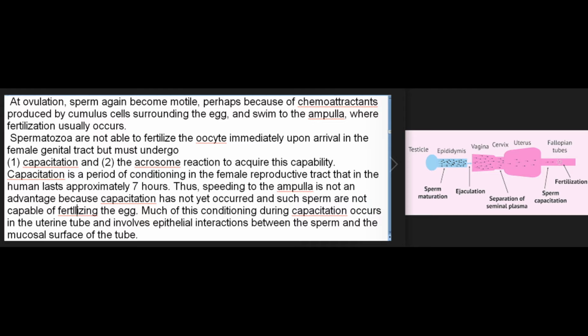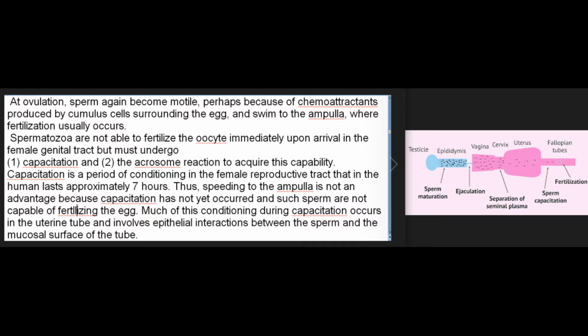Spermatozoa are not able to fertilize the oocyte immediately upon arrival in the female genital tract but must undergo, 1. capacitation and, 2. the acrosome reaction to acquire this capability. Capacitation is a period of conditioning in the female reproductive tract that in the human lasts approximately 7 hours. Thus, speeding to the ampulla is not an advantage because capacitation has not yet occurred and such sperm are not capable of fertilizing the egg.